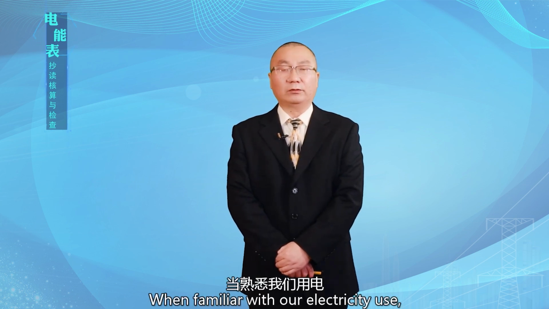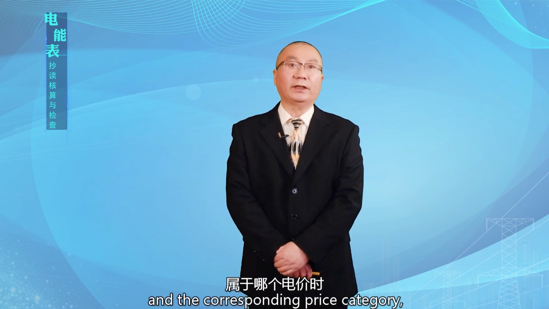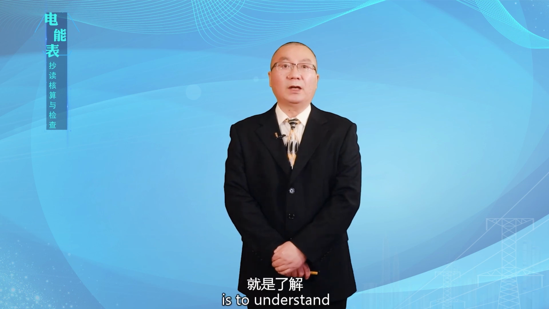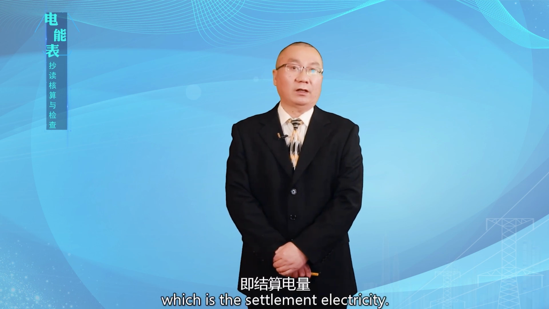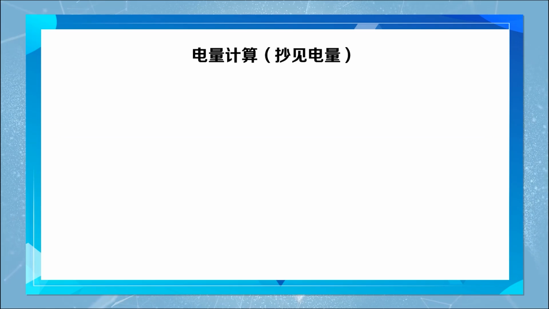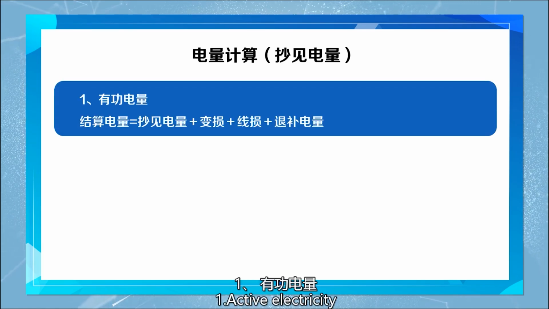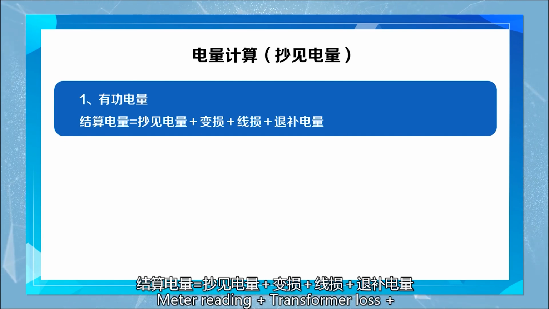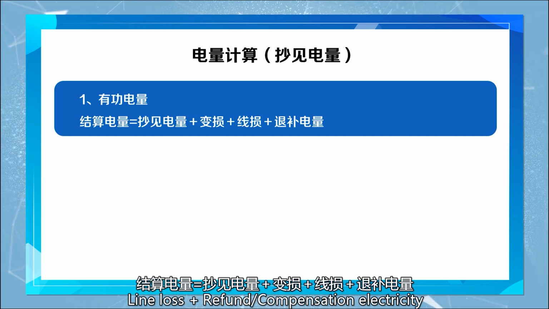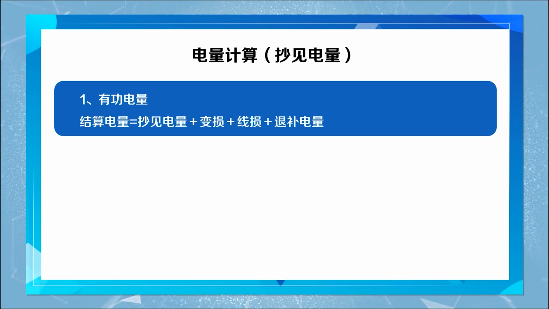Part 2. Electricity calculation. When familiar with our electricity use and the corresponding price category, the second step is to understand how much electricity is used, which is the settlement electricity. It includes, first, active electricity. Settlement electricity equals meter reading plus transformer loss plus line loss plus refund divided by compensation electricity.